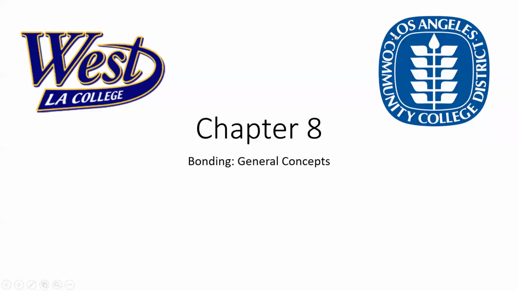So now we're going to jump into chapter 8, where we're going to take a lot of the things that we learned about the atomic structure and start applying it to bonding, right? So when atoms are held together, how are they held together? In chapter 8, we're going to really look at it in terms of, as you can see from the title, general concepts. So types of bonding, how those elements are held together.